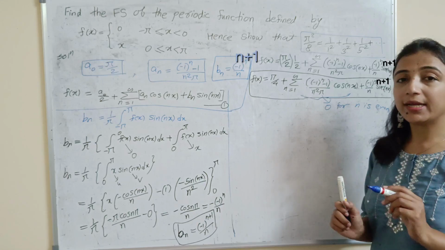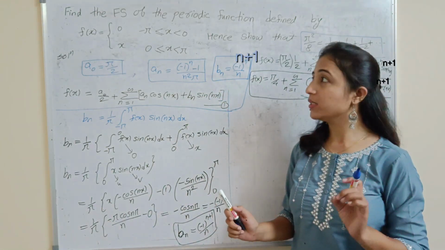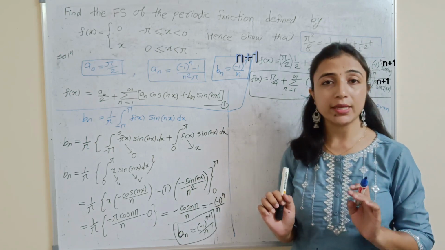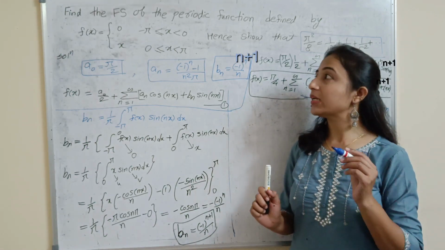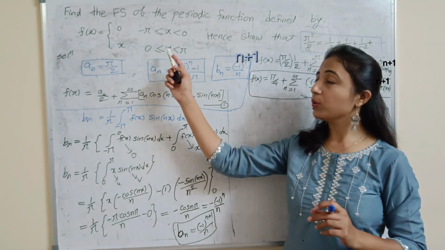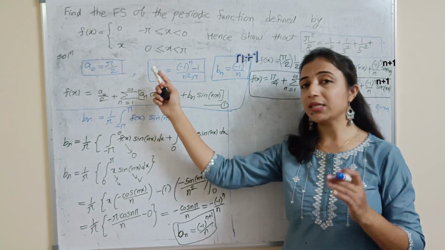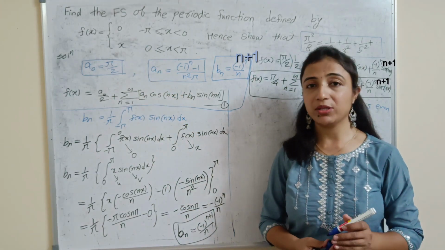So I will put here x equals to 0, and here our function is continuous at point 0. तो यहाँ पे 0 पे discontinuity नहीं है. Otherwise you have to use the Dirichlet condition if it is having the discontinuity at 0. So अगर इसको discontinuity होती है तो then you have to use the Dirichlet condition, and that Dirichlet condition we have discussed in the previous video.